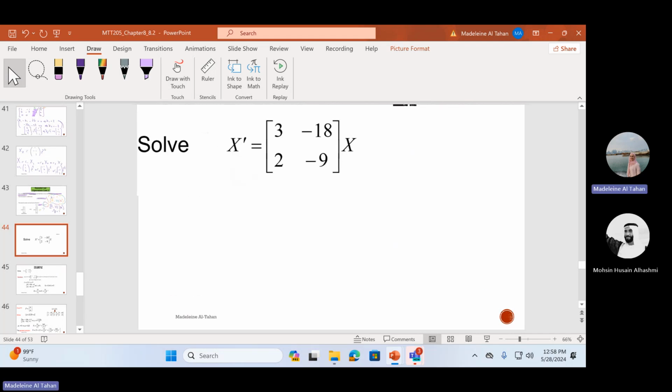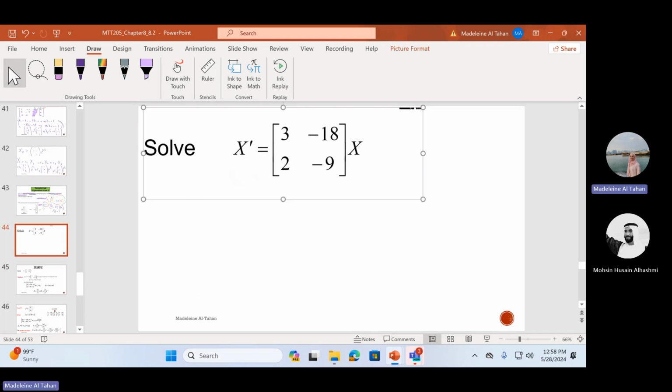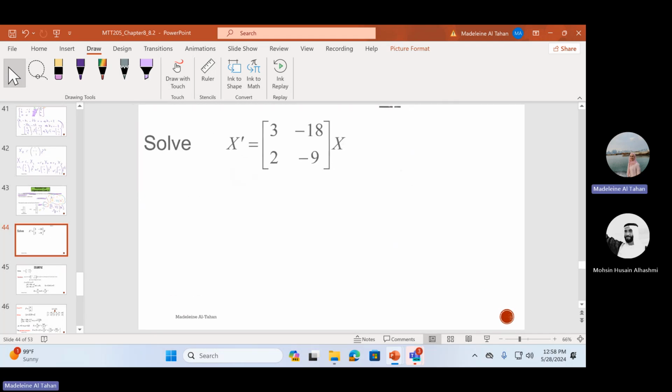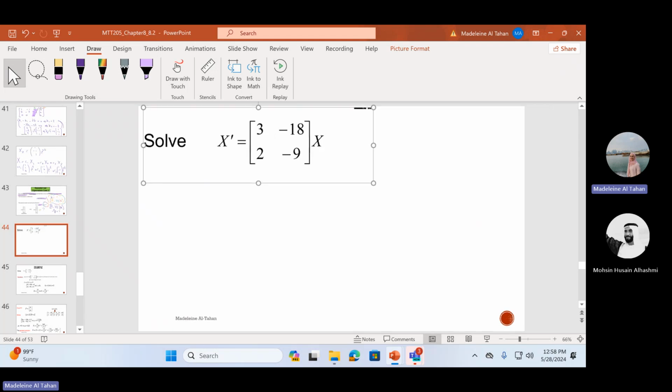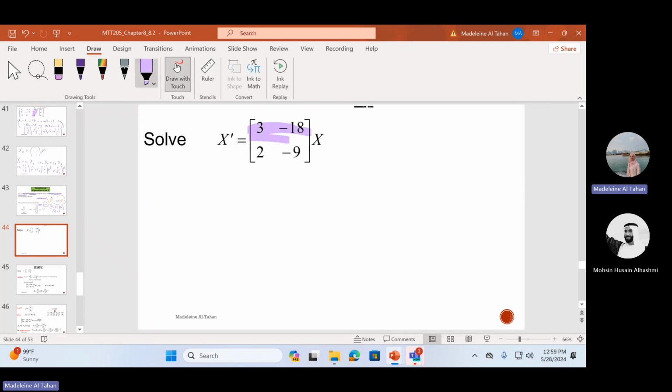We said that the question can be given as a matrix form or it can be given as a system. So here it's given as a matrix. What's our matrix that is given? It's a 2 by 2 matrix, right? This 2 by 2 matrix, how many eigenvalues do we expect to have? 2 eigenvalues. So the first step, we need to find these 2 eigenvalues.